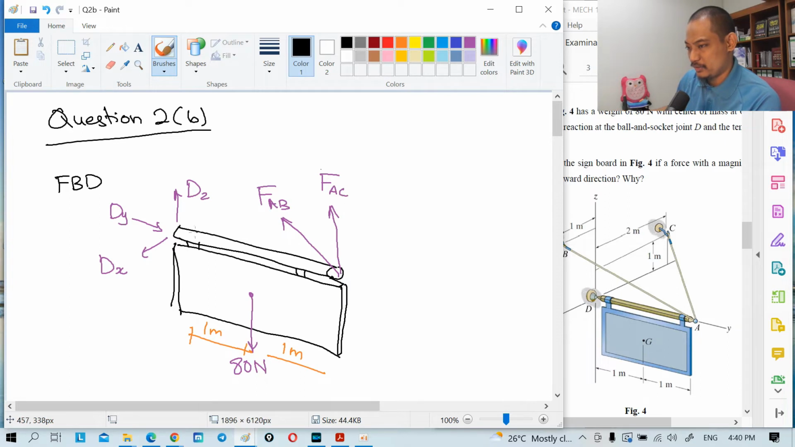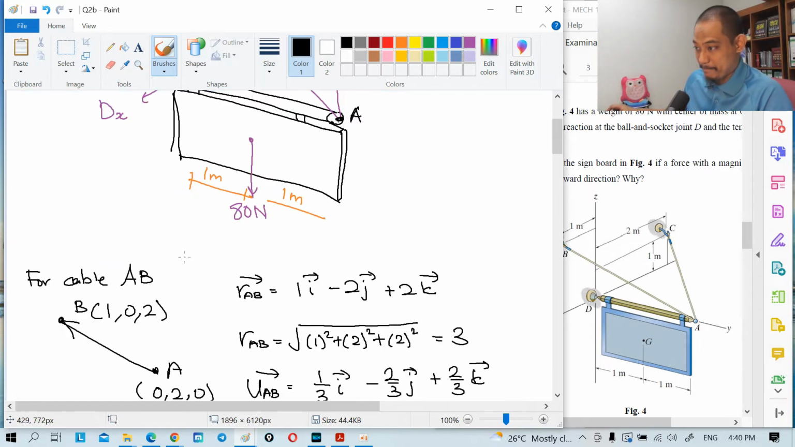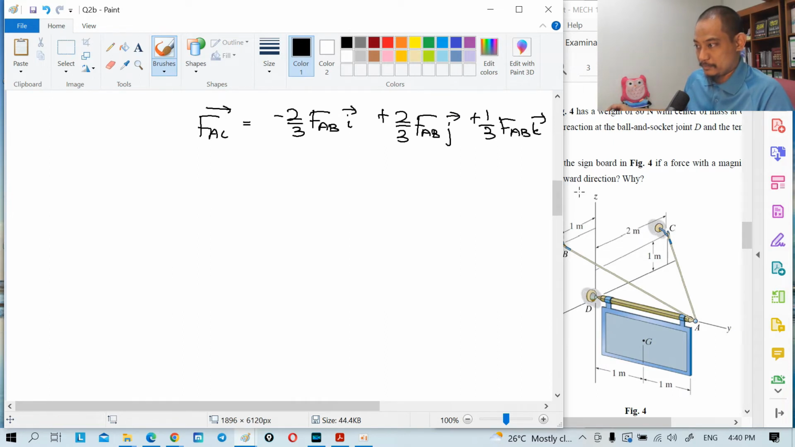Take point A. Yeah, it's easier to take moment about point A in this case, right? If you take moment about point D, which is here, you have to use simultaneous equations. And my students know I'm lazy. I always want to have the shortest solution. Hence, I will take moment about point A.